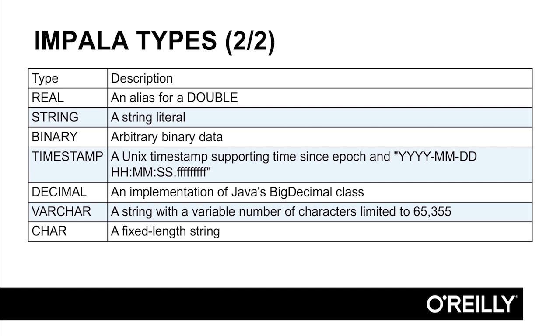And then we have varchar. And this is a string with a variable number of characters. We have up to 65k or so in order to put that in. And then we have our character. That's a fixed length string.